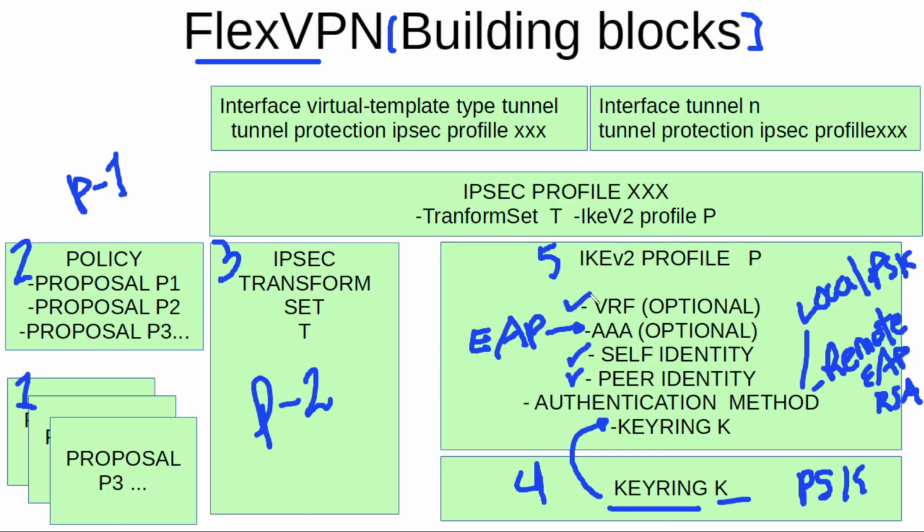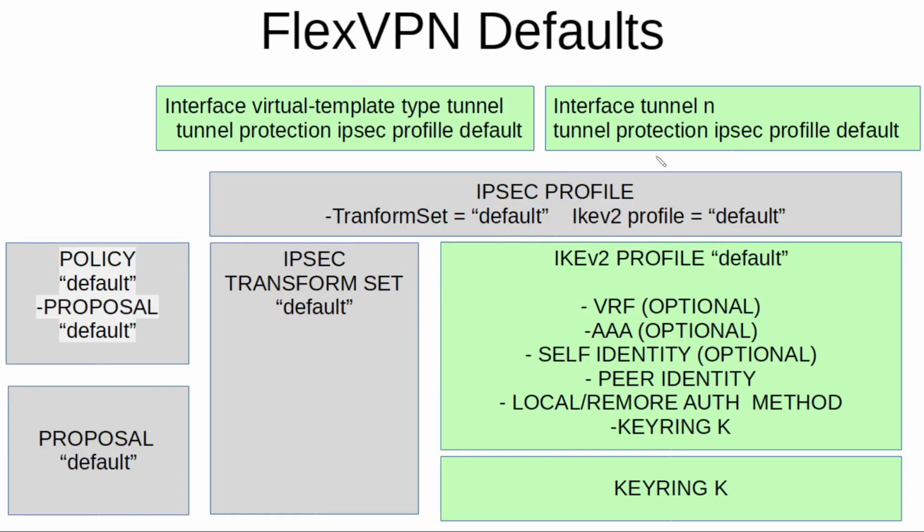We can configure VRFs, and then we are going to configure an IPsec profile that may use a particular transform set and a particular IKEv2 profile. Finally, we are going to apply this profile to either a particular tunnel interface or to a virtual template. With virtual templates, you are going to create tunnel interfaces on the fly as remote users are building remote access VPNs to this device.